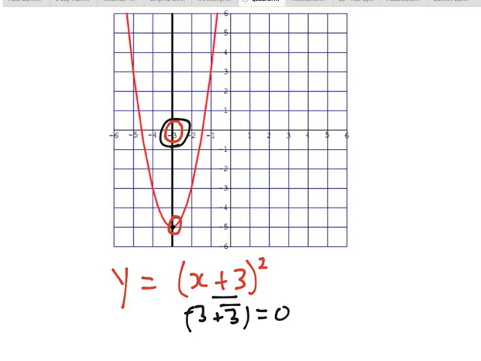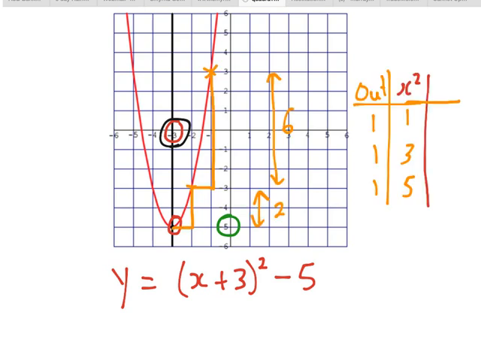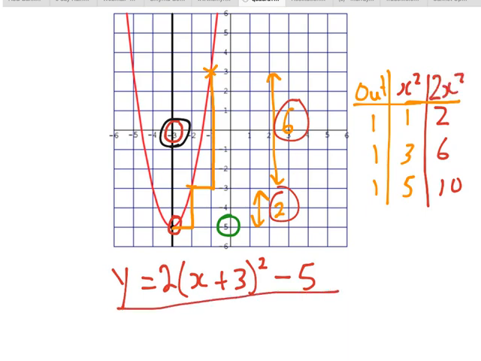Next, look at the vertical shift. It's been shifted down 5 units, so we can just tack a minus 5 on the end. Next, look, is it out 1, up 1? For our normal x squared, it's normally out 1, up 1, out 1, up 3, out 1, up 5. But this one is out 1, up 2, out 1, up 6. Twice as big, so we put a 2x squared there. And you have your equation of the parabola. Go through that one again if you need more practice.